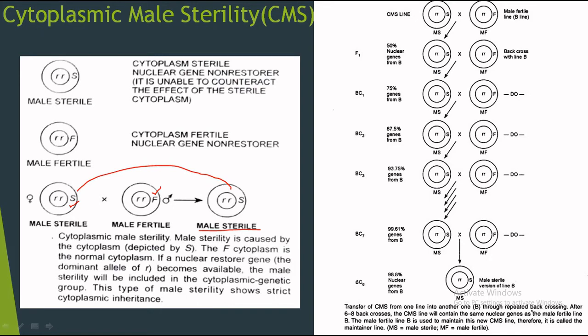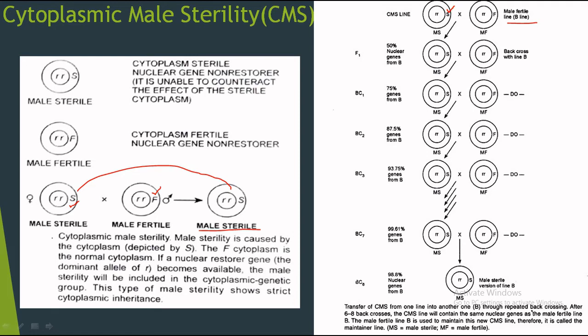Now how can we make the male sterile version of line B? If we want to make the male sterile version of line B, as we are using line A and line B, and we know that line A is the male sterile version of line B, so how are they making this male sterile version? Here we are taking male fertile line B, cytoplasm is fertile, as a mother plant or donor plant from which we want the cytoplasm in line B.